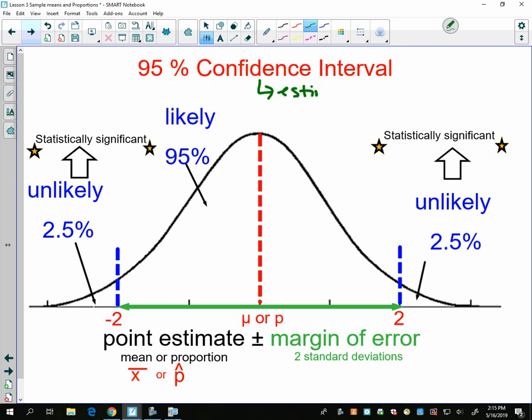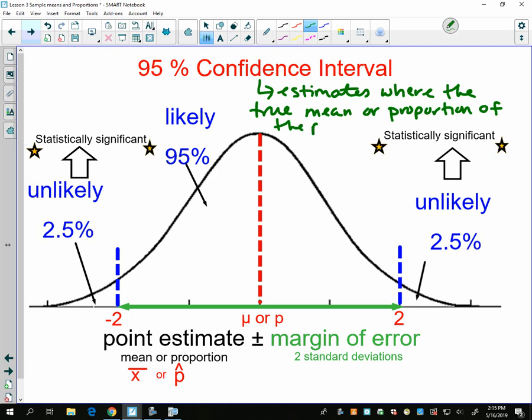Okay? Now, write this down. A confidence interval estimates where the true mean or proportion of the population, yes, lies.